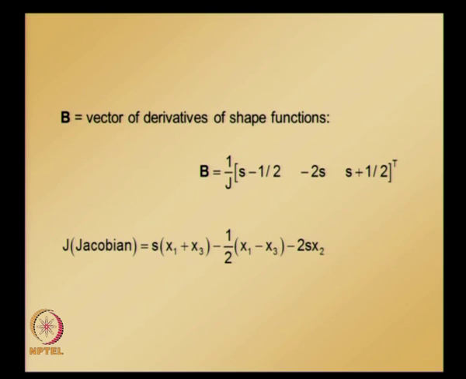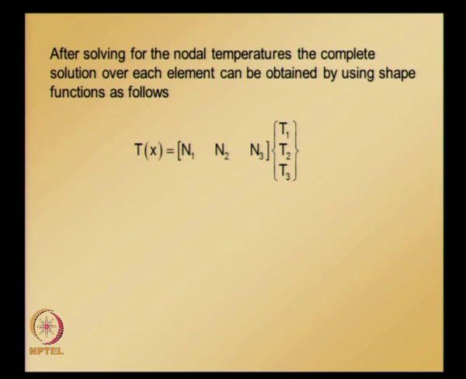So, now we have all the quantities, we need to plug all these into the matrices K_k, K_p, r_q, evaluate integrals and simplify and get element equations. After solving for nodal temperatures, the complete solution over each element can be obtained using shape functions, just interpolation using shape functions once we know the nodal values of temperatures.